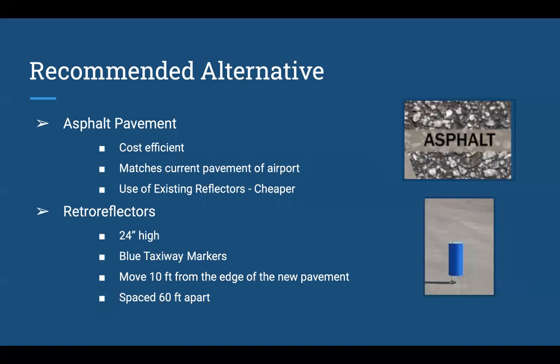And then looking at the reflectors, because of the size of the airport, we decided that we did not need electrical lighting. Currently, they have reflectors, and according to the FAA regulations, reflectors are great and meet the standards. So we have those blue ones in the bottom right that are staked 24 inches high off the ground. They are blue for the turnarounds, and they're located 10 feet off the pavement, so we'll be relocating those from the current edge to 10 feet off the new edge of the pavement. And then between each reflector, they will be spaced about 60 feet apart.